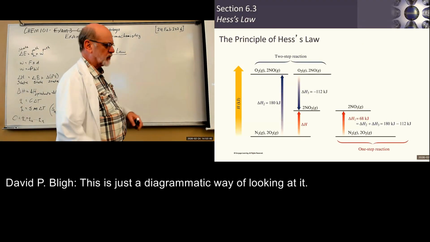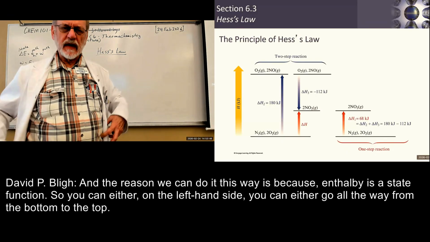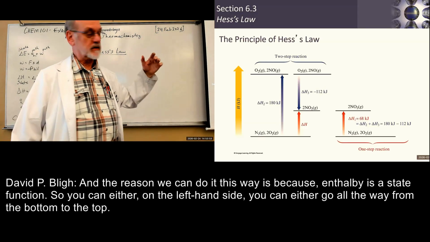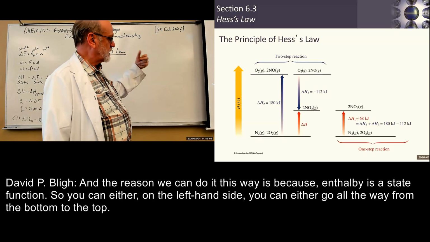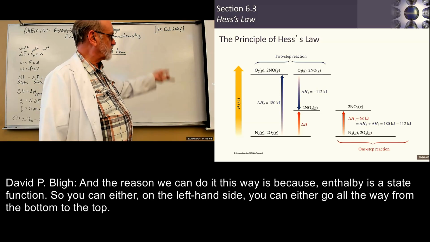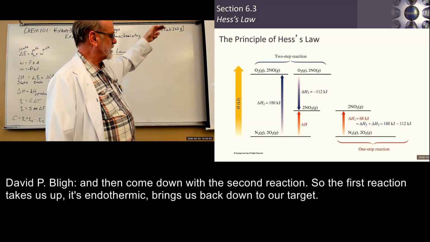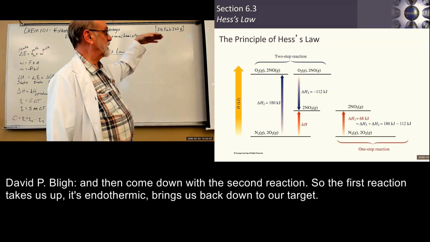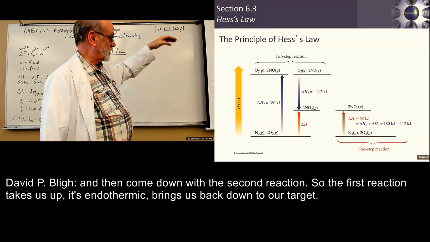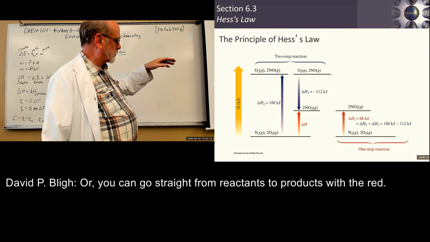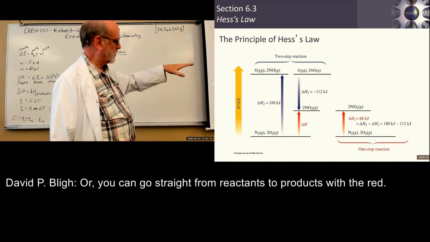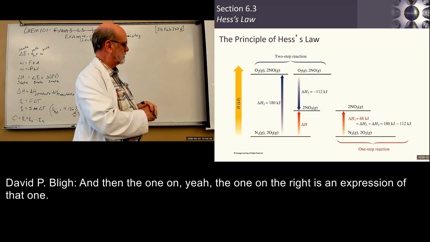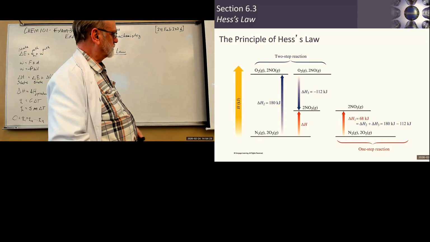This is just a diagrammatic way of looking at it. And the reason we can do it this way is because enthalpy is a state function. So on the left-hand side, you can either go all the way from the bottom to the top and then come down with the second reaction. The first reaction takes us up, it's endothermic, and the second brings us back down to our target, or you can go straight from reactants to products with the red. And the one on the right is an expression of that one.